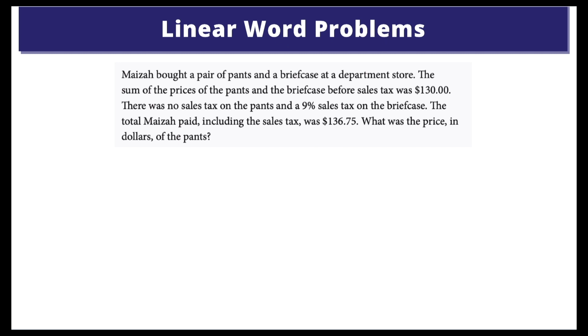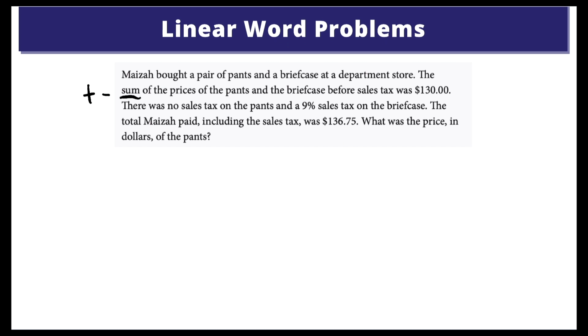Martha bought a pair of pants and a briefcase at the department store. The sum of the prices, so this sum means addition, right? Of the prices of pants and the briefcases before the sales tax was $130. There was no sales tax on the pants and a 9% sales tax on the briefcase. The total Martha paid, including the sales tax, was $136.75. What was the price in dollars for the pants?